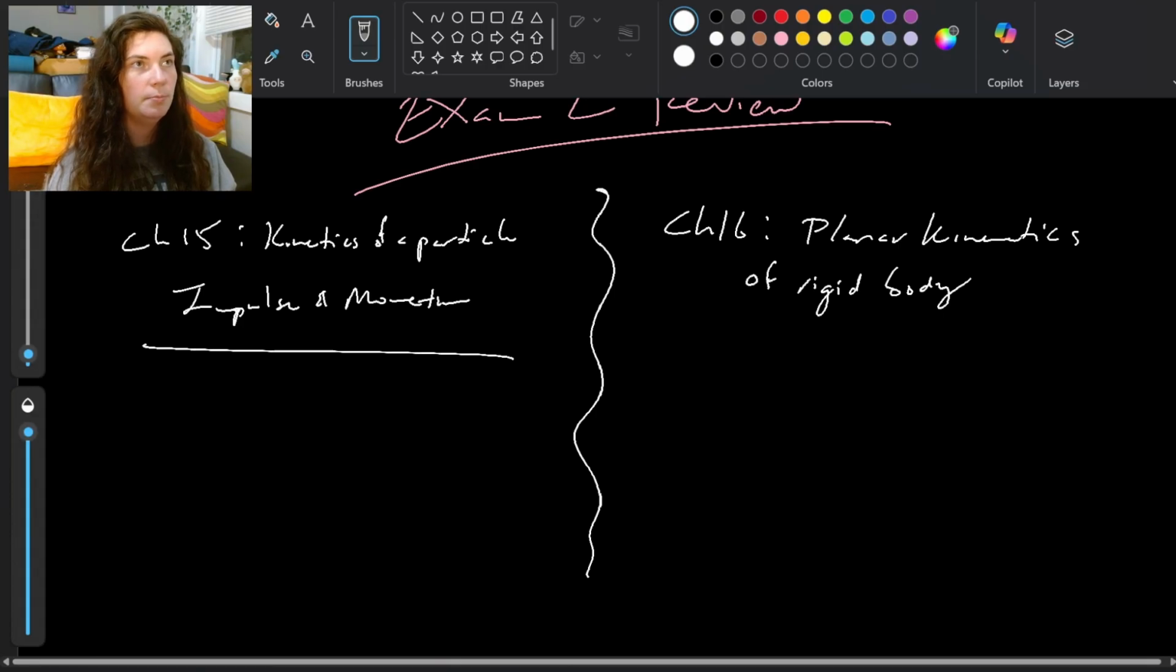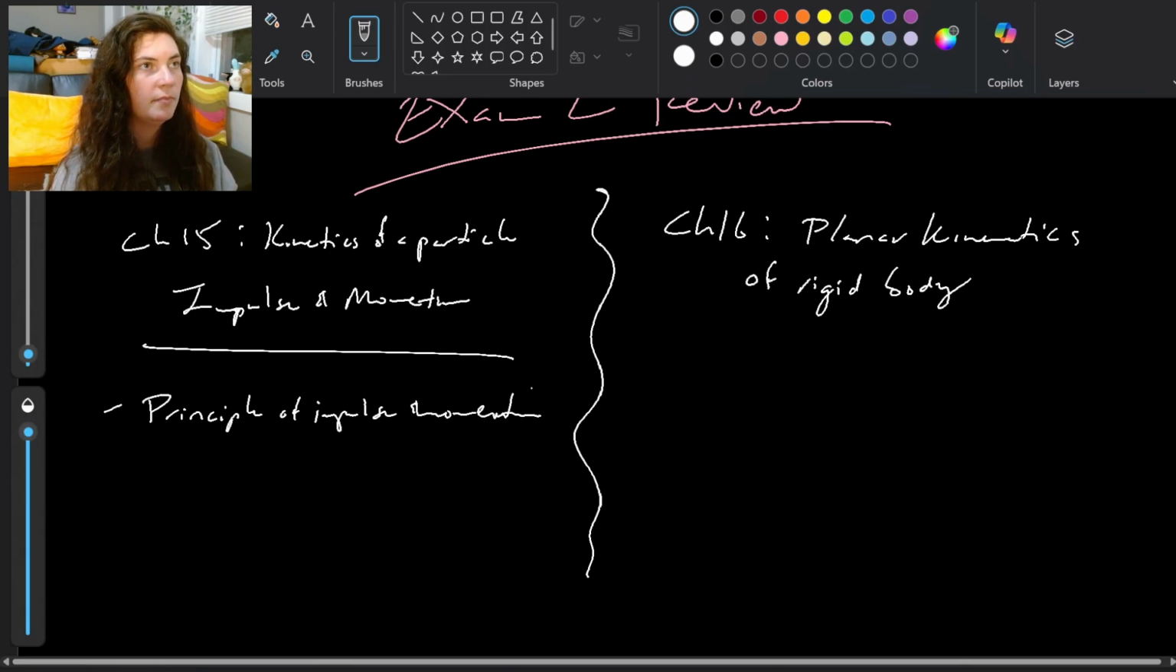So if you remember from our impulse and momentum, one of the big ones we talked about was the principle of impulse and momentum. That was where we took the summation of all of those impulsive forces, so the integral from t1 to t2 of F dt equals our final momentum minus our initial momentum, which is our mass times velocity.